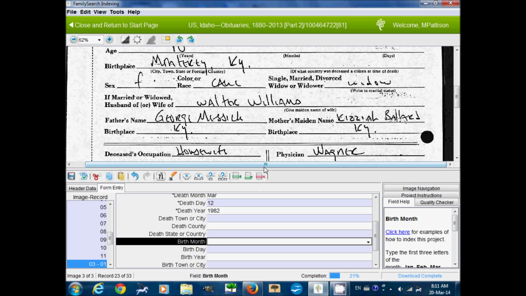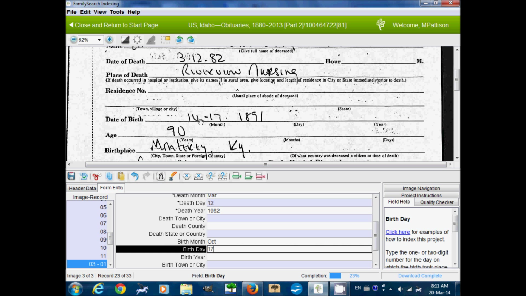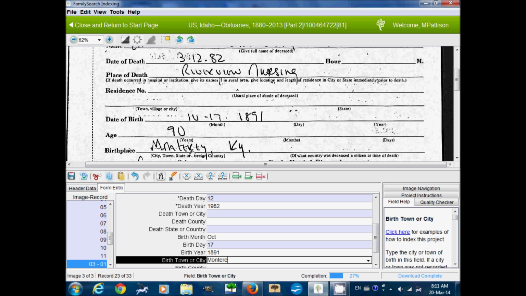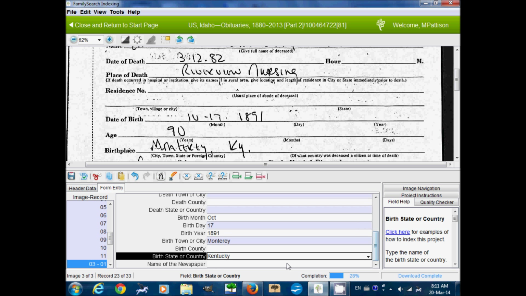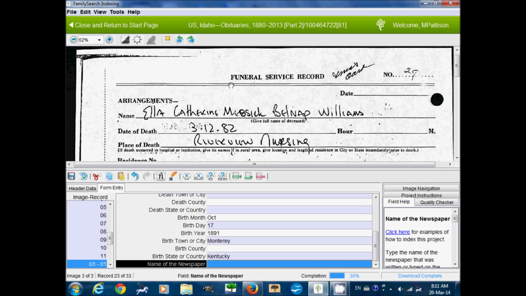Birth month, I saw that was up here at the top, October 17th, 1891. Birthplace is listed here, Monterey, Kentucky. Even though it only says KY, we're allowed to expand names for the states. And name of newspaper, well, this is not a newspaper, so we don't put anything. We don't put funeral service record. You really only put something here if it's actually the name of a newspaper.